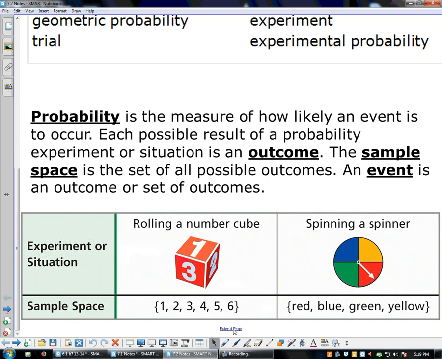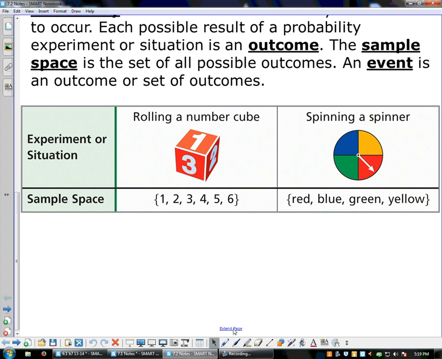So, for example, if the experiment is rolling a number cube, the sample space would be 1, 2, 3, 4, 5, and 6. And if we were spinning this spinner as our experiment, our sample space would be red, blue, green, and yellow.